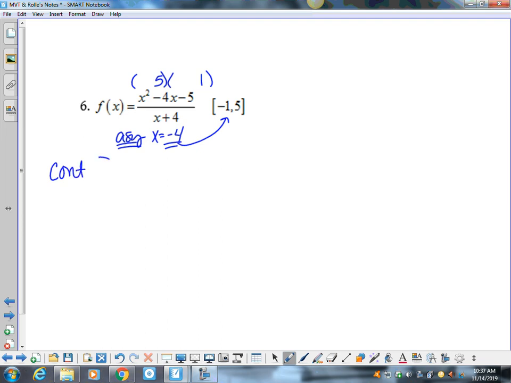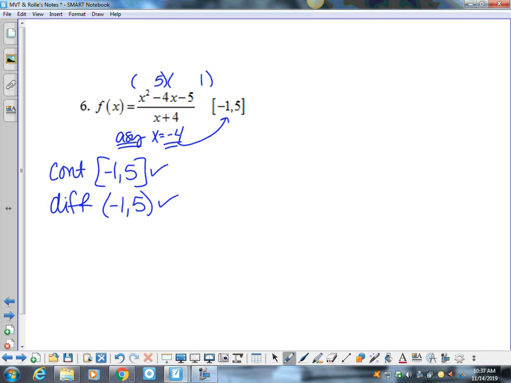So we are continuous from -1 to 5, and we're differentiable on the open interval from -1 to 5. So all systems are go.